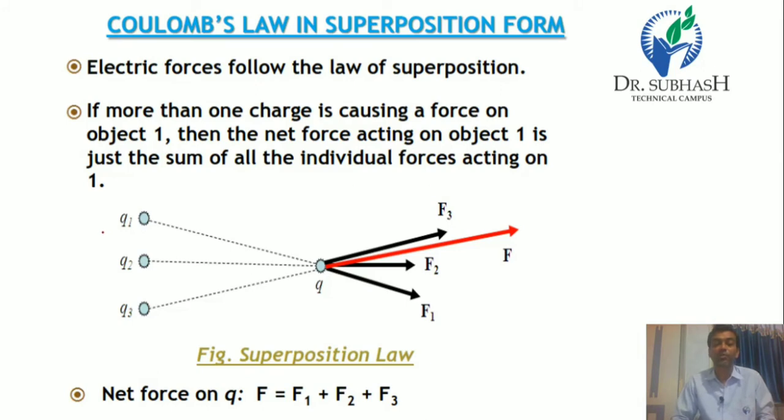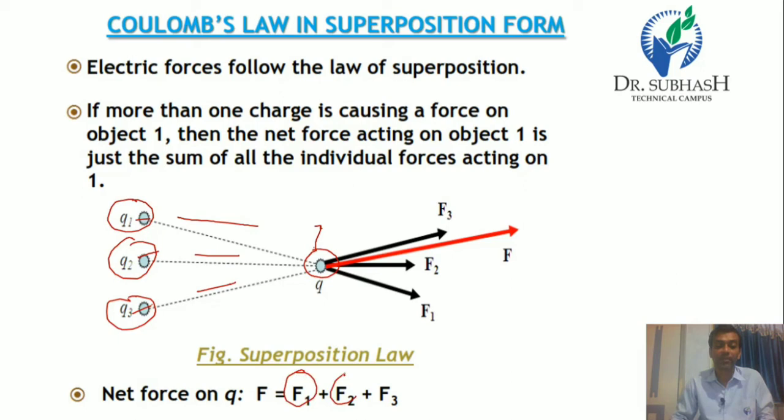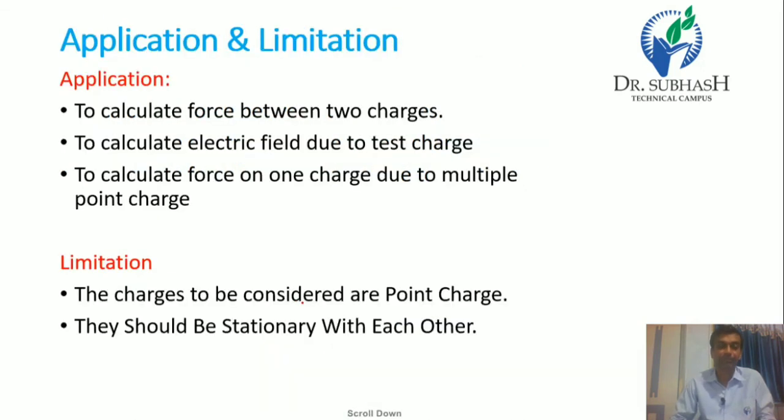Coulomb's law in superposition form means Coulomb's law also follows superposition. Suppose we have a charge Q and different charges Q1, Q2 and Q3, and we need to find the force on Q due to the different charges. First of all, we find the individual forces due to Q1, Q2 and Q3, and then we add them. We get the final force on the charge Q.